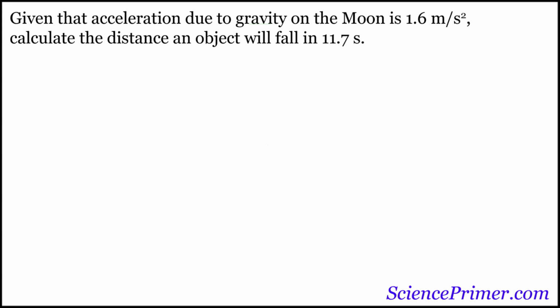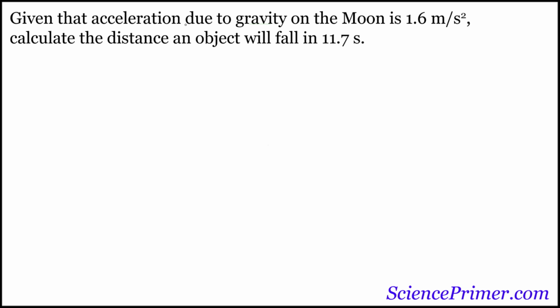This video presents some solutions to example problems from the time, distance, and acceleration problem set from scienceprimer.com. I pulled this question right out of the problem set, and when I loaded the page, I was asked, given that the acceleration due to gravity on the moon is 1.6 meters per second squared, to calculate the distance an object will fall in 11.7 seconds.